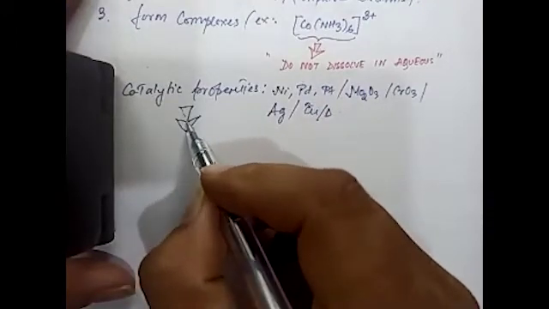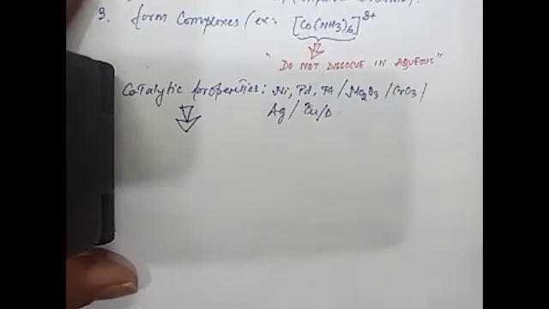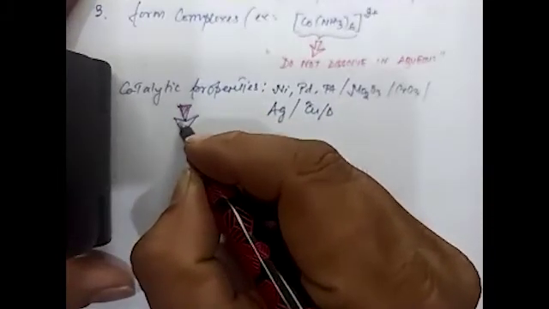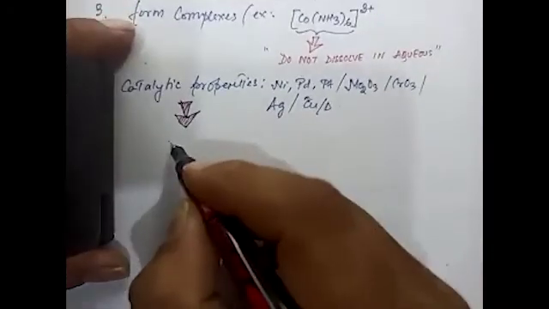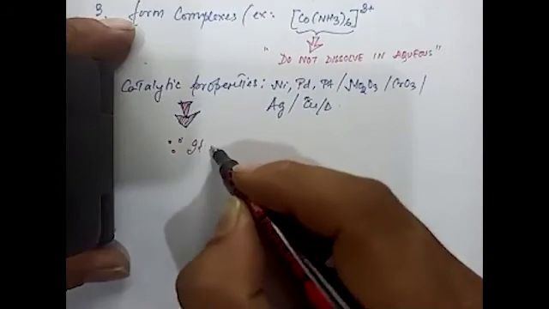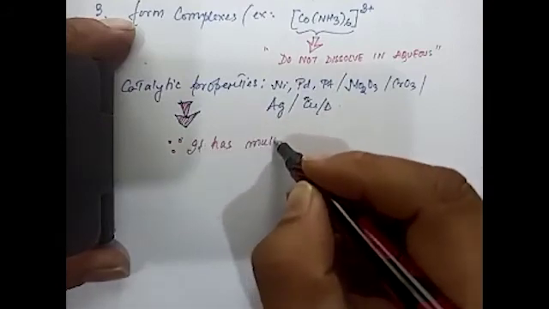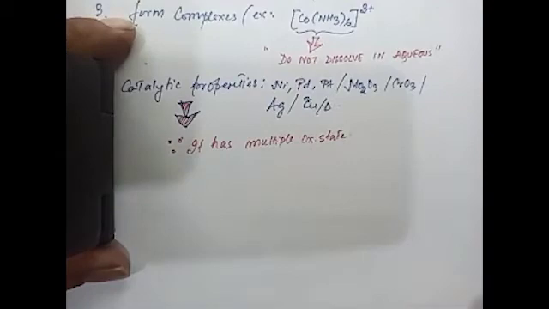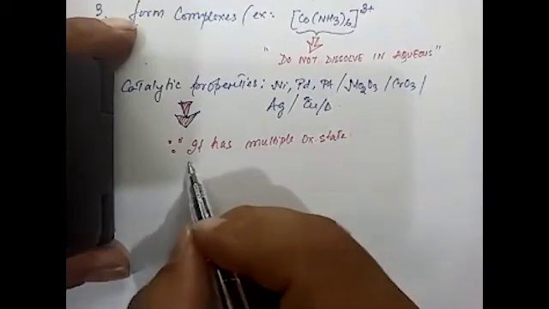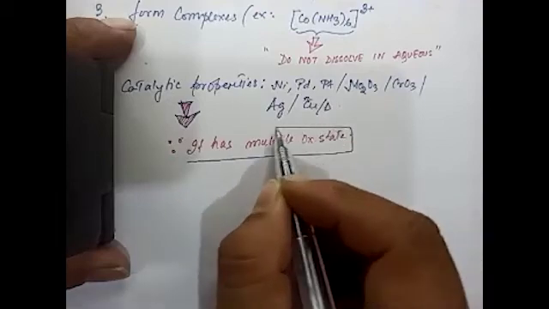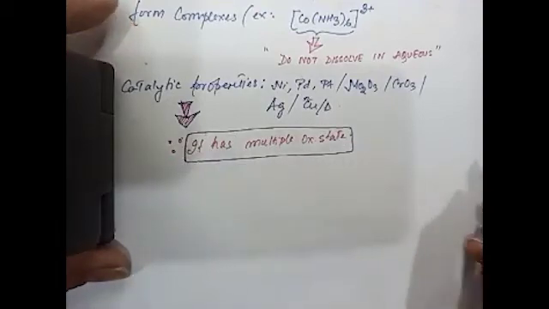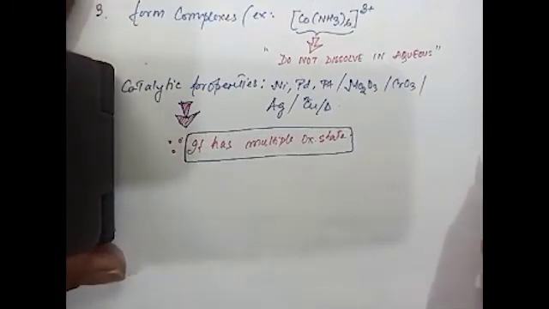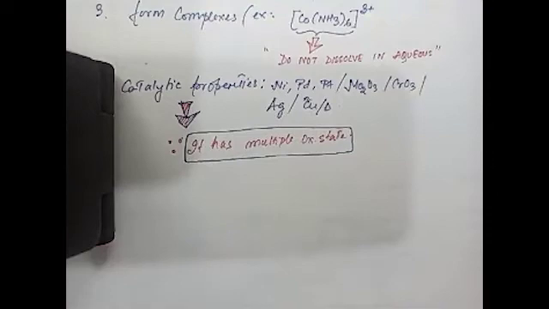And why do they have catalytic properties? Again, because of possessing multiple oxidation states. Why are they good catalysts? Because they have multiple oxidation states. That's all. Since it has multiple oxidation states. Clear? All right.